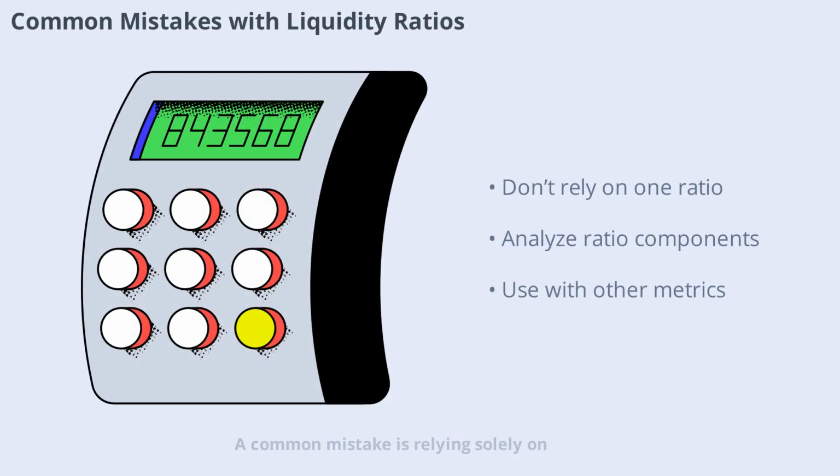A common mistake is relying solely on liquidity ratios without considering the bigger picture. For example, a high current ratio might look good, but if it's due to slow-moving inventory, it could signal problems. Always analyze the components of each ratio and use them alongside other financial metrics for a comprehensive view.